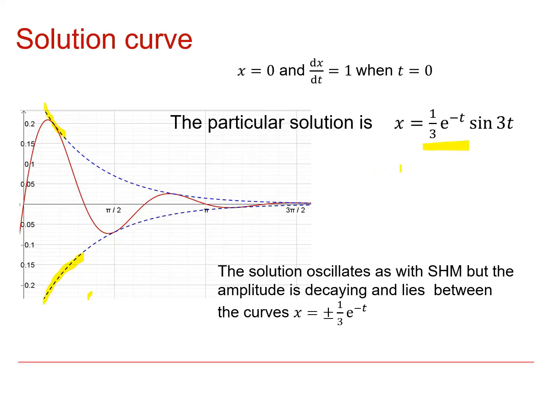And the second thing to notice is that we've got a sine 3t, and that means that the period of the oscillation is going to be 2 pi over 3. In other words, we would expect 3 complete oscillations over 2 pi, or 1.5 oscillations over pi, and if we look at this curve, it does 1 complete oscillation to there and then another half an oscillation to here, so it does in fact have a period of 2 pi by 3.